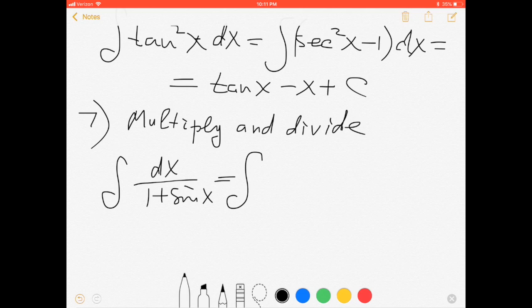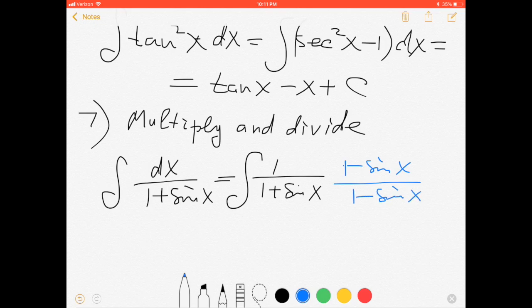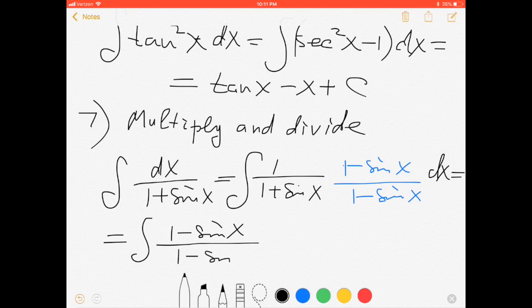What will be the conjugate of 1 plus sine x? This will be 1 minus sine x. Okay, this is 1 plus sine x. I use a different color: 1 minus sine x multiplied and 1 minus sine x divided. You see, because I multiplied and divided by the same thing, nothing is changing, so I can do it. The denominator is now 1 plus sine x times 1 minus sine x. This will be the difference of squares, 1 minus sine square x dx.